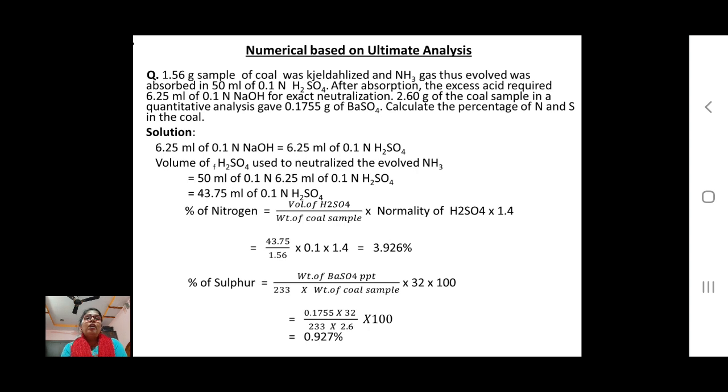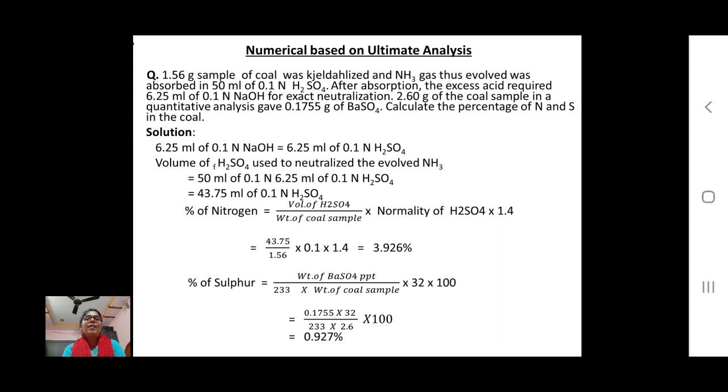So now percentage of nitrogen from the previous formula: volume of H2SO4 divided by weight of coal sample, multiplied by normality of H2SO4 and multiplied by 1.4. So it will be 43.75 multiplied by 0.1 multiplied by 1.4 divided by 1.56. That is equal to 3.926%.